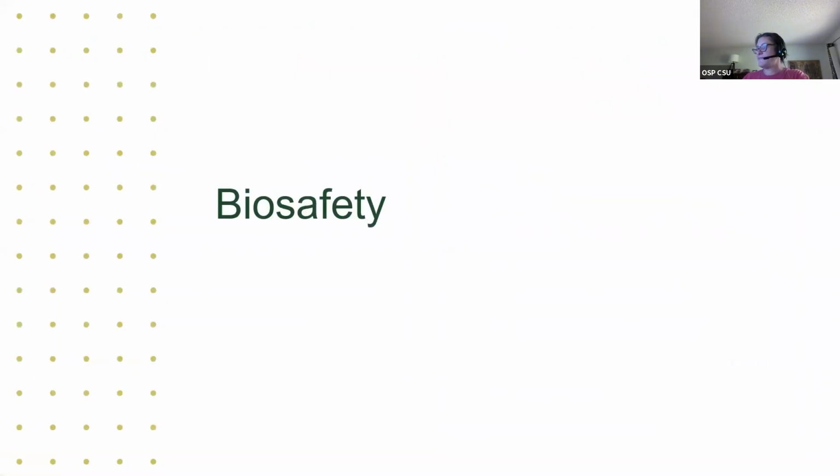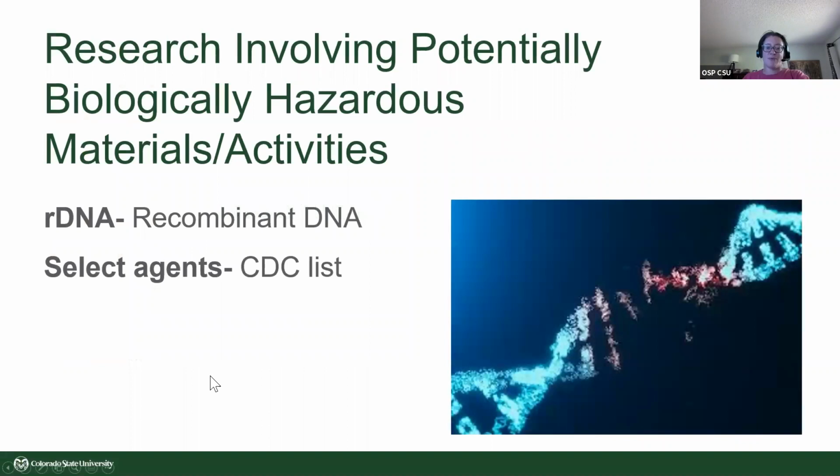Okay, biosafety. We're talking about research involving potentially hazardous biological materials. The one that we're really concerned with is recombinant DNA, and there also might be some materials that are on the select agent CDC list. So recombinant DNA is basically when you have DNA molecules from two or more species that are combined together. Typically a DNA molecule is inserted into a host organism to produce a new genetic combination that hopefully is of some value to science.